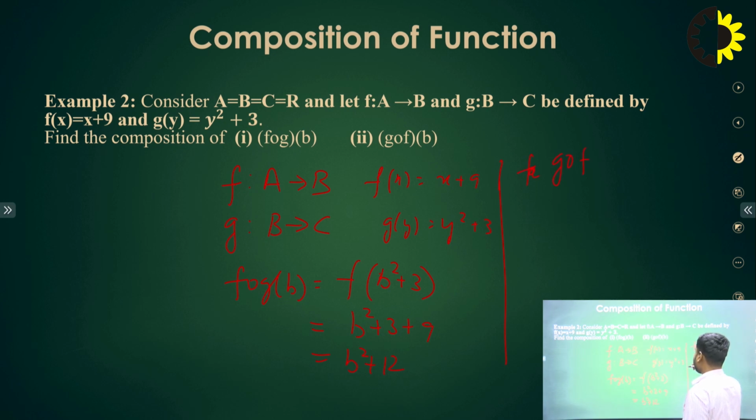Now the next question. g∘f of b means g(f(b)). f(b) means b + 9, and g(y) is y² + 3, so g(f(b)) = (b + 9)² + 3 = b² + 18b + 81 + 3, which means b² + 18b + 84. This is the solution.